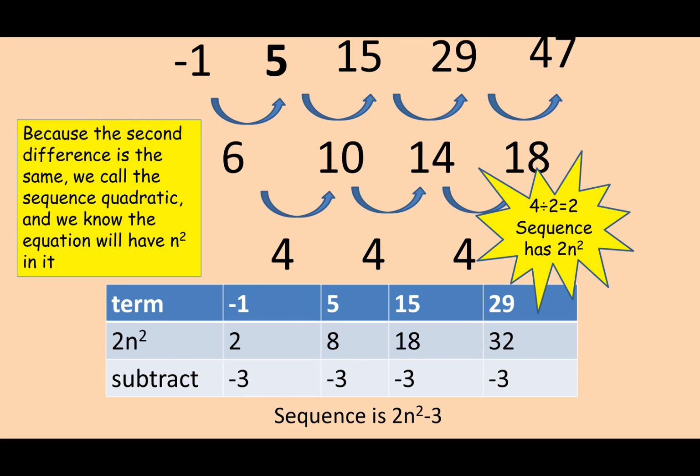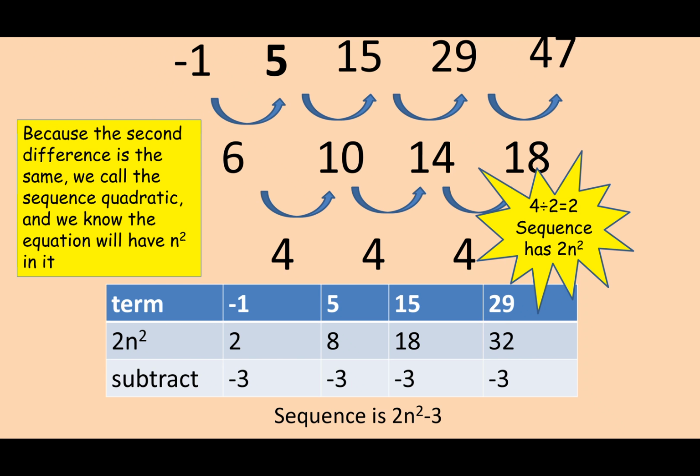Now once you found this, all you have to do is find the difference between the term and the 2n squared values. So minus 1 take away 2 is minus 3. 5 take away 8 is minus 3. 15 take away 18 is minus 3. 29 take away 32 is minus 3. So every time there's a difference of minus 3. So all you have to do is add that minus 3 into your first part of the answer. And the first part of the answer was 2n squared. So our answer is 2n squared minus 3.